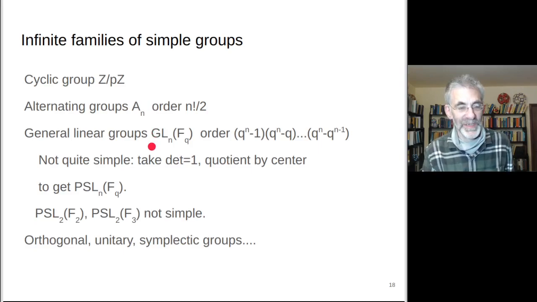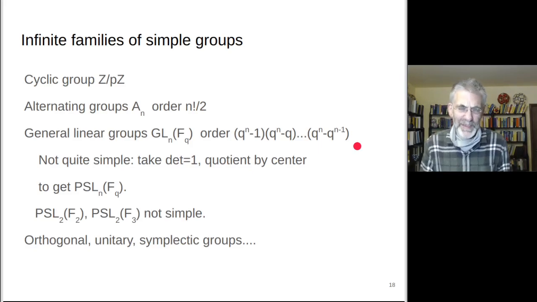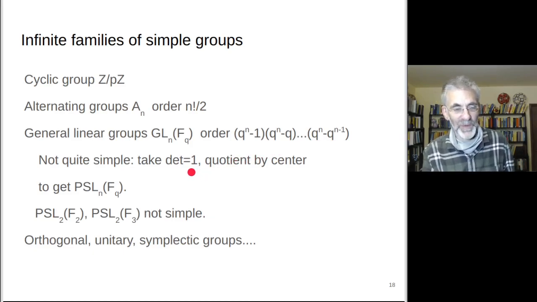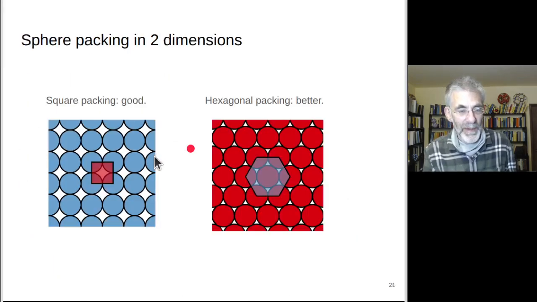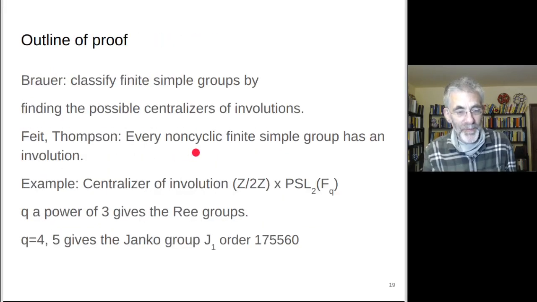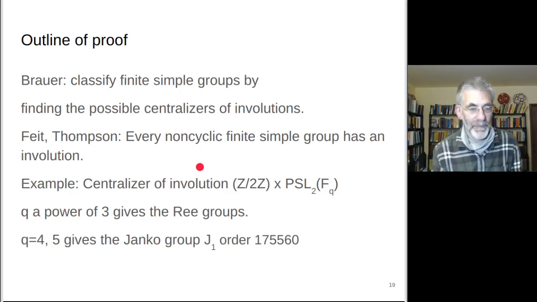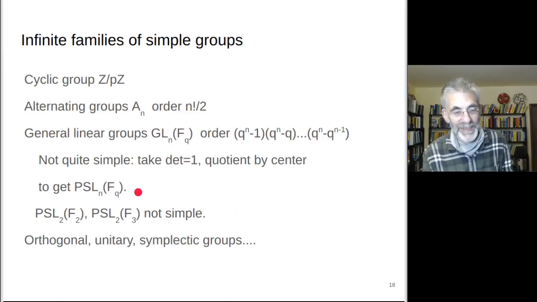Another series of simple groups is the general linear group over finite fields. That just means n by n matrices with elements that might be, say, the integers modulo p, and it's not too difficult to work out what the order of this is. And when I said this was a simple group, I was actually lying, because it's not quite a simple group. In order to make it into a simple group, you sort of have to polish it a little bit. First of all, you must take the elements of determinant 1 rather than the elements of all non-zero determinant. And secondly, you have to kill off the centre to get a group called PSL2 of F_q.